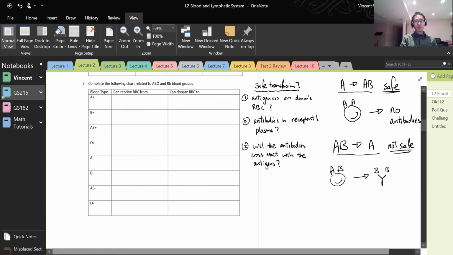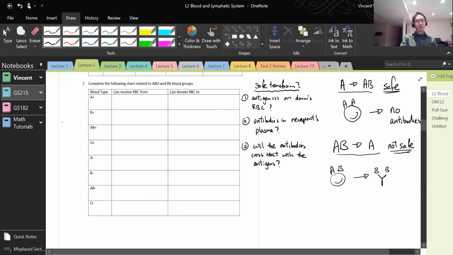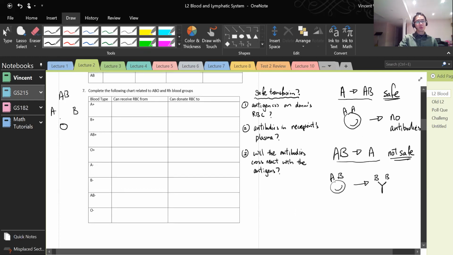So to have a cheat sheet or help sheet, whatever you want to call it, on the test to help you get this stuff sorted out quickly, you can use this chart. So let's say O, and then A, B and AB like this. This is a transfusion flow chart. It tells you who you can give it to. O can be given to A, and A can be given to AB. O can be given to AB as well as B. And then B can be given to AB.